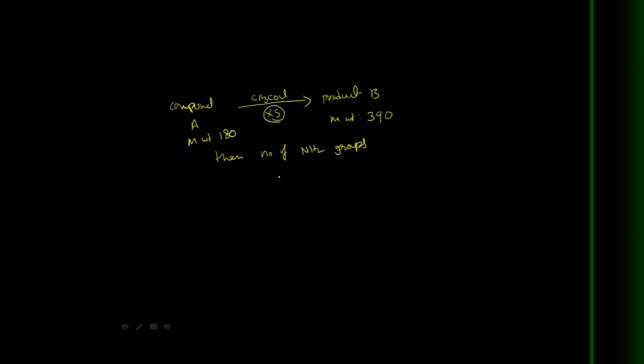So the number of NH2 groups equals the increase in molecular weight, 390 minus 180, which is 210. The increase is 42 per one NH2 group or per one OH group. So 210 divided by 42 equals 5. So in the given compound 5 NH2 groups are there. Of course, if it is a polyhydroxy compound, 5 OH groups are there.